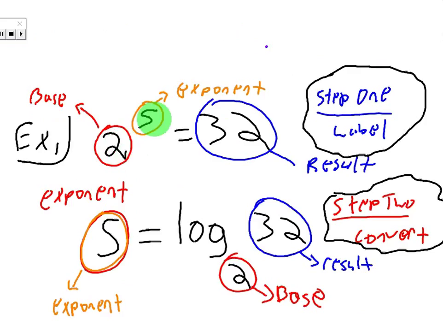Then you're going to circle the exponent, label it exponent. Then you're going to circle the answer. I call it the result. You can call it the answer. It's the same thing, right? Result, answer. So first thing you do is label everything.